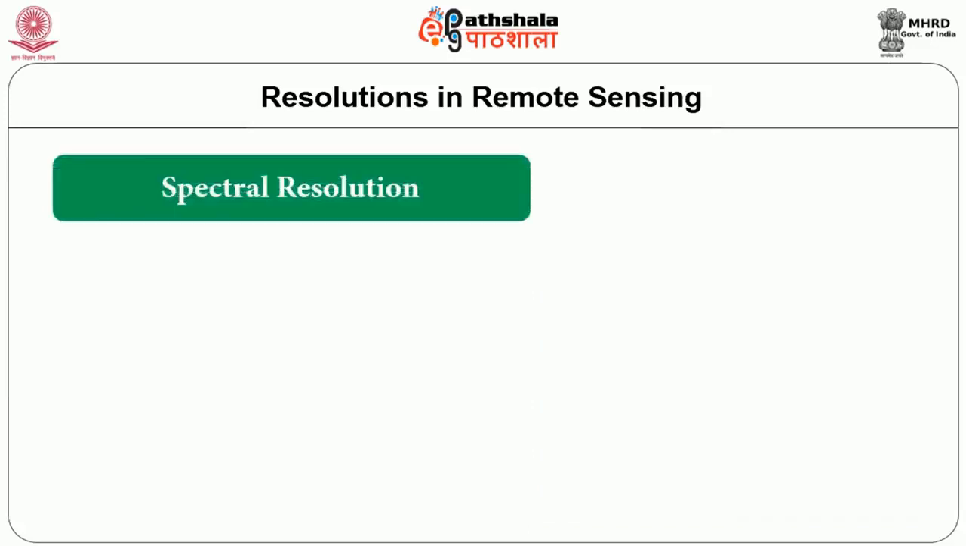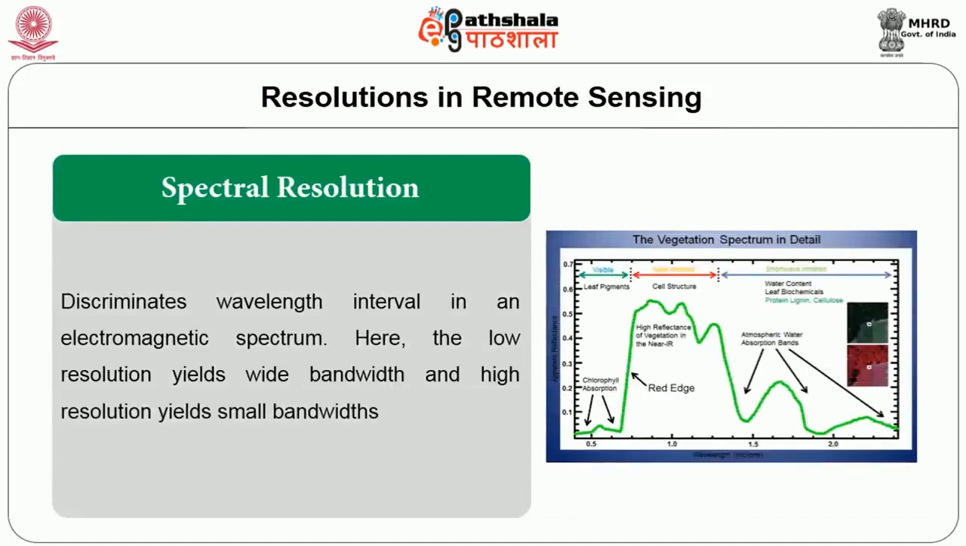The next one is spectral resolution. Spectral resolution discriminates the wavelength interval in an electromagnetic spectrum. Here the low resolution yields wide bandwidth and the high resolution yields small bandwidth. In the picture you can see the vegetation spectrum in detail. All these images are taken through spectral resolutions. Low resolution gives you a wide bandwidth and high resolution gives you small bandwidths.